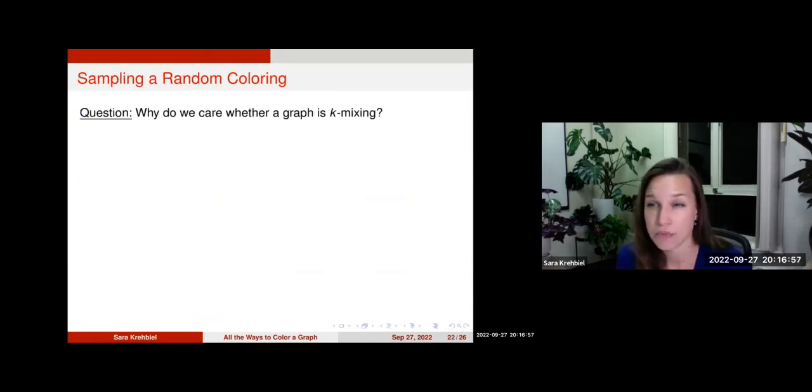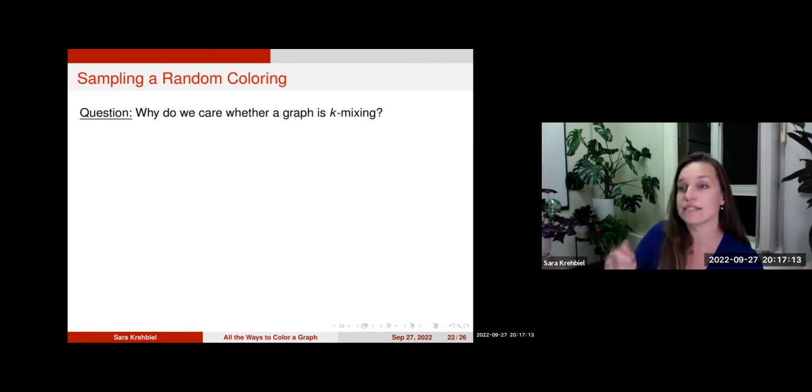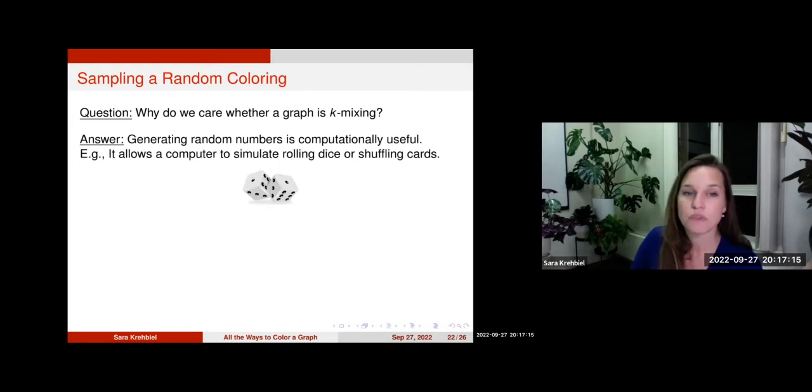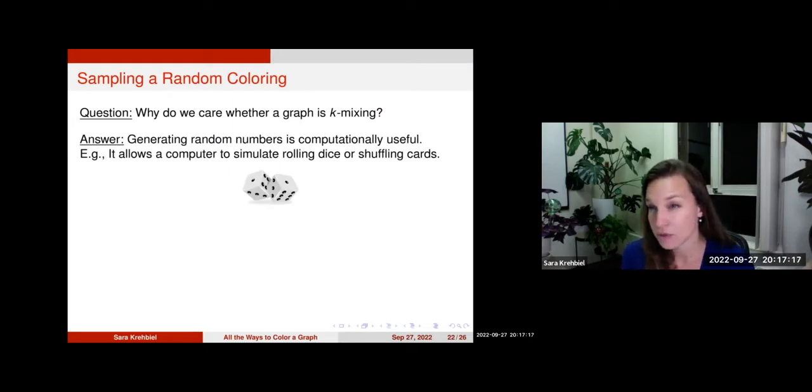Okay, so let's bring this back to a little bit of reality for a second. This is going to be a bit circuitous, but I'm going to pose the question, why do we care whether a graph is k-mixing? So why do we care whether all of the colorings can be reached by single vertex recolorings? The answer is kind of multi-step. I'm going to start with a general statement, which is that generating random numbers is computationally useful. So this is kind of coming out of nowhere, but hopefully you believe me.